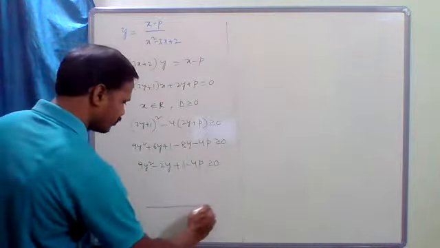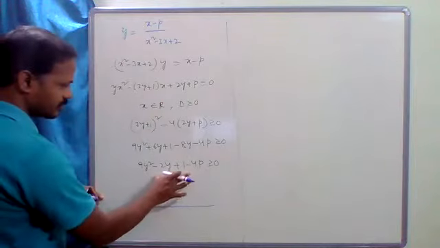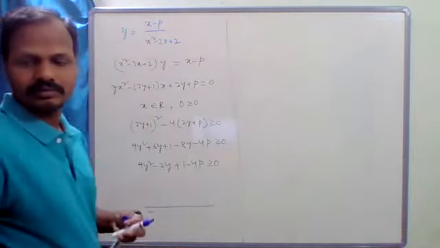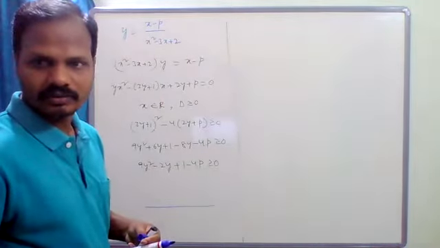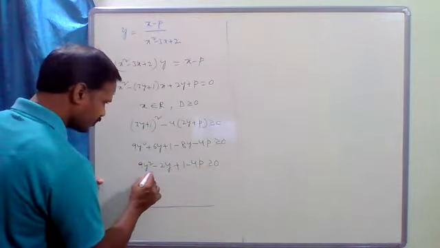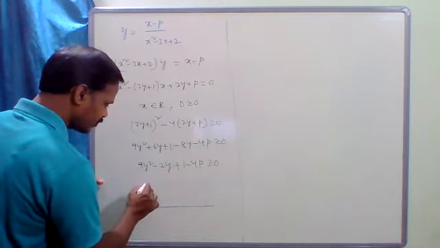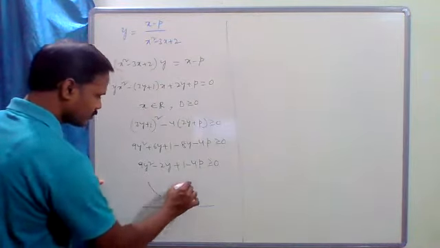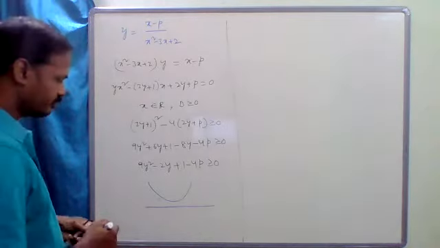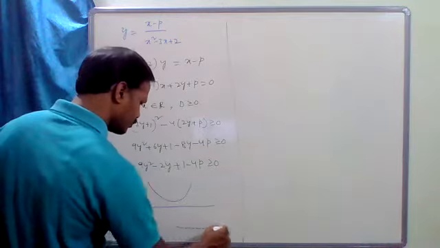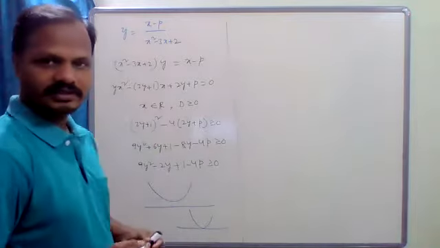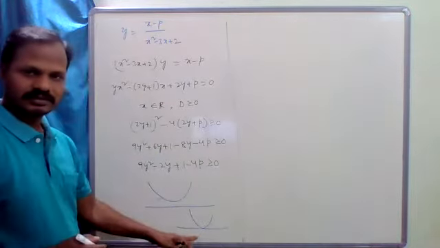So how about the graph? This expression is positive, and a equal to 9 which is greater than 0. So it has a minimum. So that means the possibility of the graph is like this. Otherwise, it may lie completely above the x-axis or it may touch the x-axis.